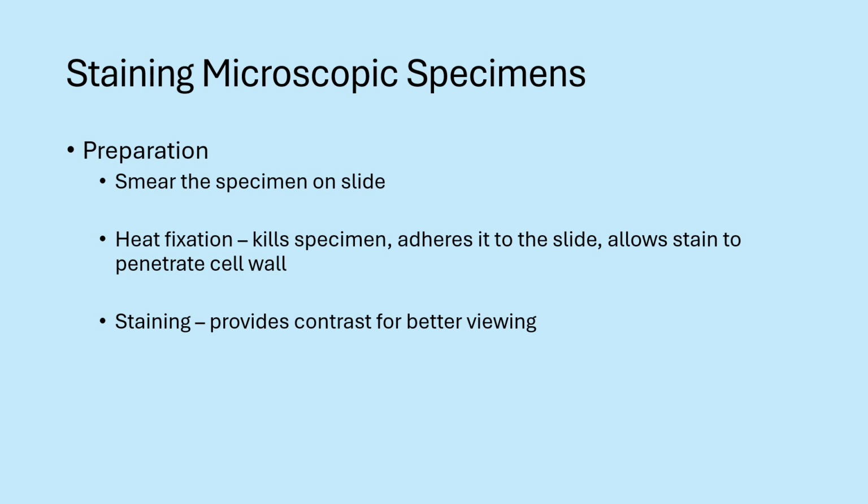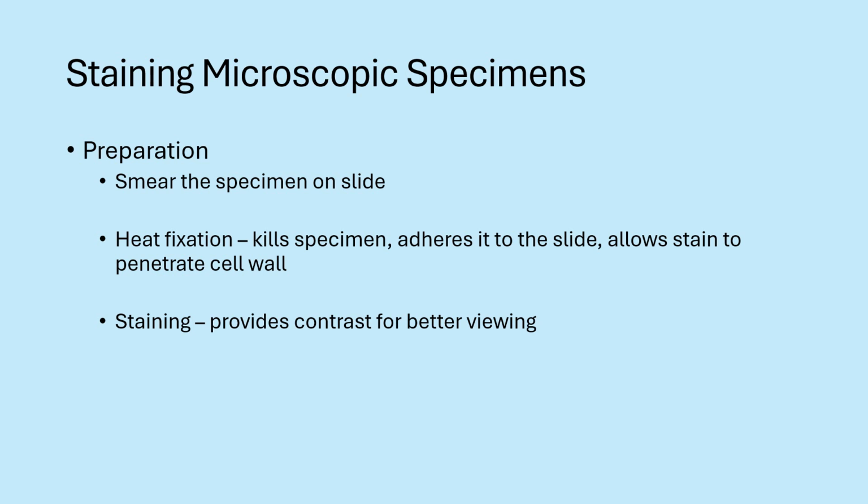So usually to see something, you need to stain it, because the cells are colorless, and without a stain you're really not going to see anything. To prepare the sample, you first are going to smear the sample on the slide, and then you're going to do what we call a heat fix. All you're going to do is basically pass the slide, where you smeared the sample, through a flame. What does that do? It's going to kill it. It's going to help stick the specimen to the slide, and it's going to also allow the stain to penetrate through the cell wall better.